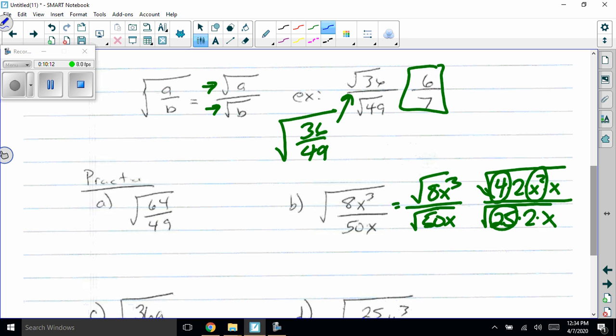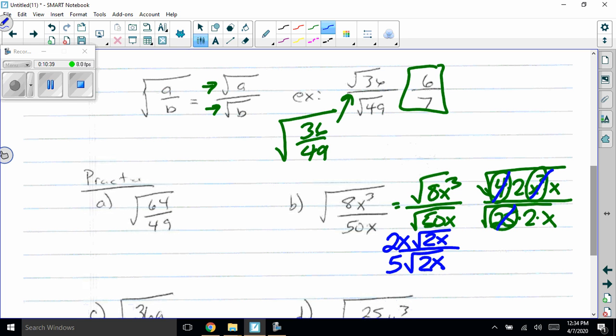I'll do this in a different color now. So I'm going to go ahead and simplify the numerator. The numerator turns out to be, here in blue, 4 comes out of the radical and becomes 2. And the 2 is left on the inside. X squared comes out of the radical and becomes x. And I'm left with inside the radical 2x. Same thing here in the denominator. 25, if I pull that out of the radical, it becomes 5. So that's gone, and I'm left with radical 2x.